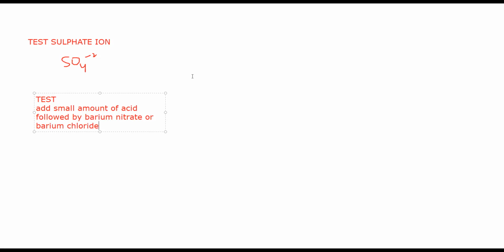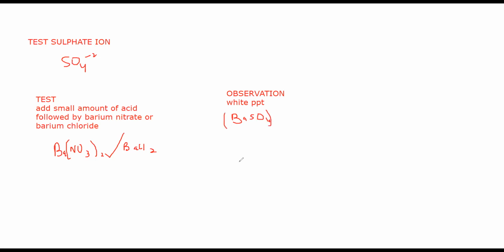So if you want to test a sulfate ion, you will add barium nitrate or barium chloride. If the sulfate ion is there, what will be the observation? The observation is a white precipitate of barium sulfate. In both cases, whether you add barium nitrate or barium chloride, it will turn into barium sulfate, and barium sulfate is white in color. So this is a test for sulfate ion. Sulfate means SO4. If a salt has sulfate ion, you add barium nitrate or barium chloride, you will observe a white precipitate.